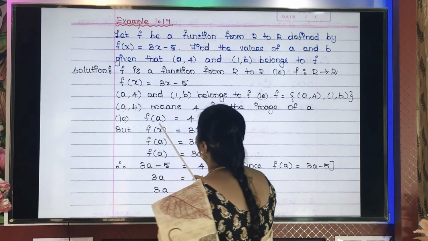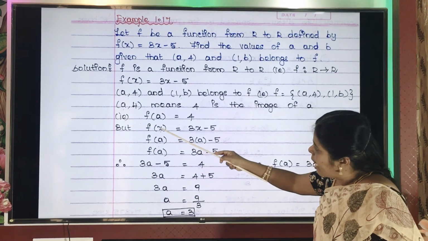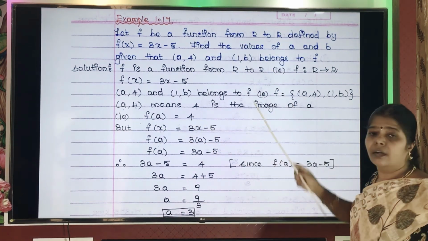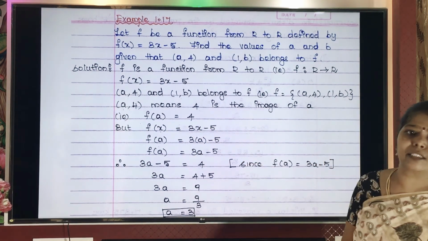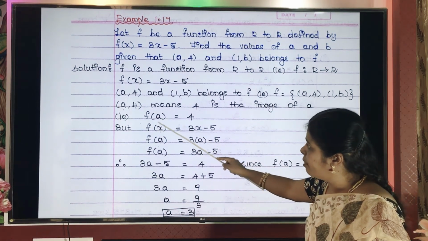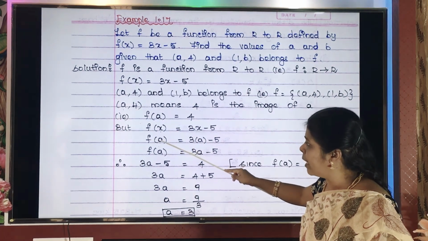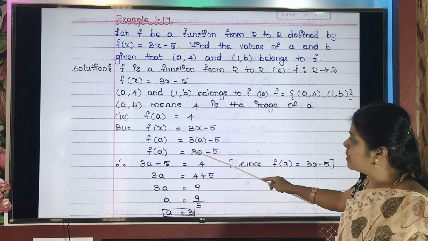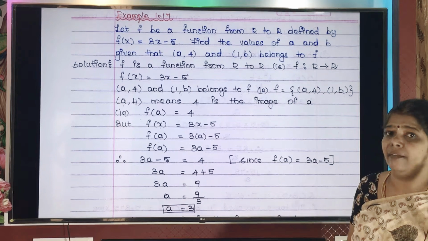Now, we know that f of A is equal to 4. So, we need to write f of x equal to 3x minus 5, the given function we are supposed to write here. What is the given function? F of x equal to 3x minus 5. Because only when you write that, in the place of x, what are we supposed to substitute? A. Yes. So, f of A equal to, substitute A here, 3 into A minus 5, which is 3A minus 5. So, you got f of A as 3A minus 5.